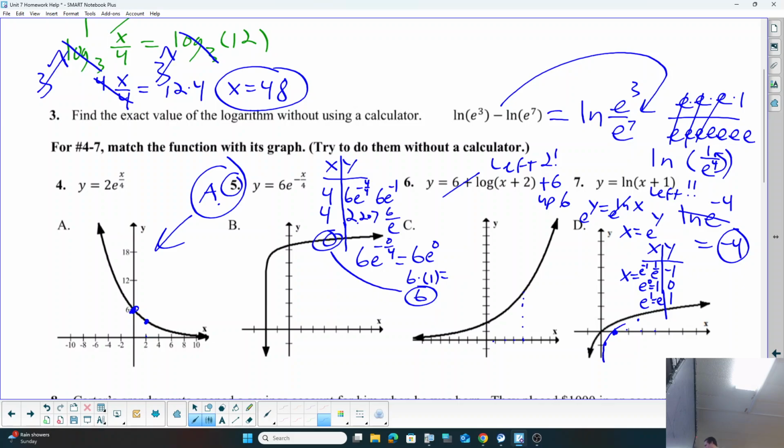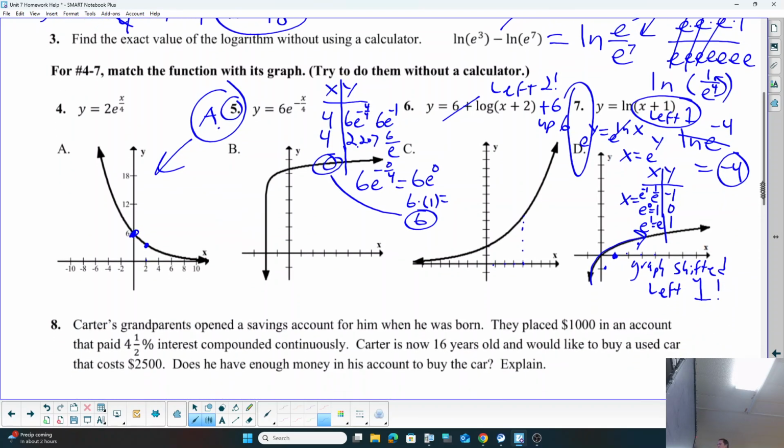But the trick is that our graph shifted to the left one, to the left one. Good review, guys, good review. So this means left one. Remember, opposite, left one. So we're going to take our graph now, and we're going to shift it to the left one. Boom. Yeah, 7 is D. So our answer to number 7 is definitely D. Nice, nice.